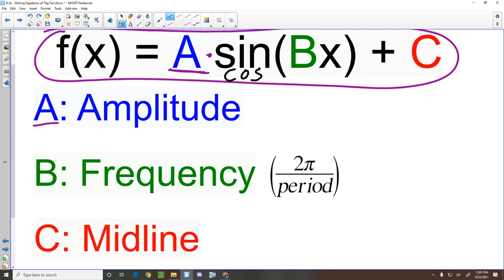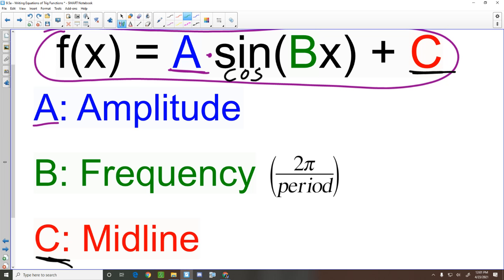The other easy part to identify is going to be C, that midline, because you just add that to the end. Another way to think of that in terms of our earlier functions in the year is that's just your vertical shift. Did it go up 3 units? Then you write a +3. If it's down 2 units, you'd write -2. So those 2 pieces are actually the same thing that we've learned before.